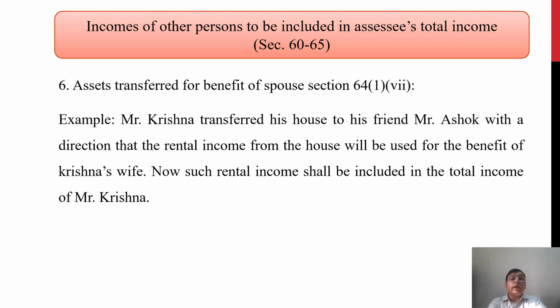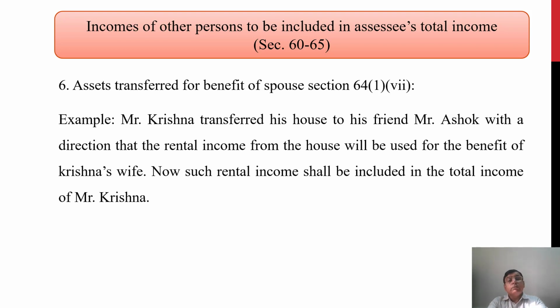Next comes asset transferred for the benefit of spouse. In this case, if any asset is transferred by the assessee for the benefit of the spouse under section 64, subsection 1, clause 7th, then the income from that particular asset will be clubbed into the income of the transferor, the assessee.